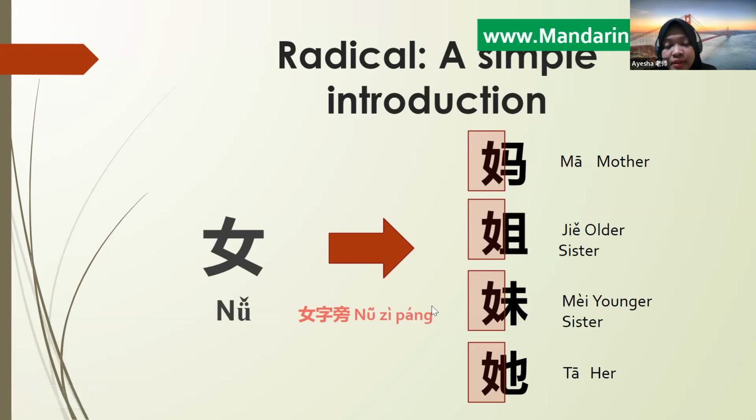And as you guys can guess it, 女 refers to, because when it's used as a radical, it refers to something that has to do with females. So you can see 妈妈, the word 妈 has this radical. 姐 has this radical, sister. 妹, younger sister, also has the same radical. 她 also has this radical.